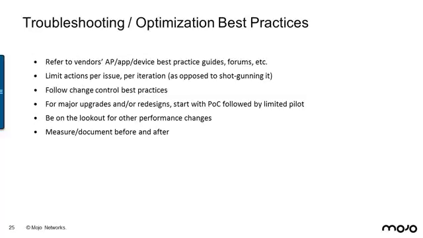And then troubleshooting and optimization best practices. Again, it's about network management, but really, what is network management? A lot of times it comes down to one troubleshooting or optimization effort after another. It's never ending. So I recommend that you refer to the AP vendor's best practices or forums, etc., to get help. A lot of times they'll have guides for, for instance, a particular handset.